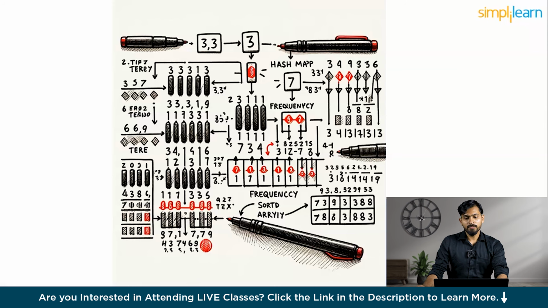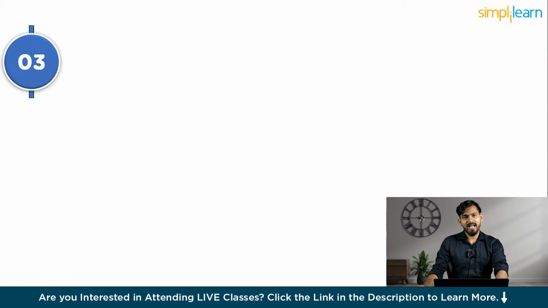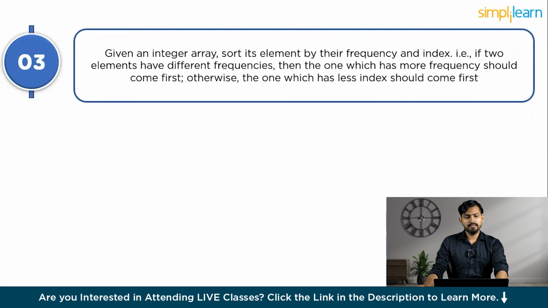Now guys, let us move to our third problem, which is related to sorting algorithms. So the question is as follows. Given an integer array, sort its elements by frequency and index. If two elements have different frequencies, then the one which has more frequency should come first. Otherwise, the one which has the lower index should come first. So guys, how are we going to approach this problem?